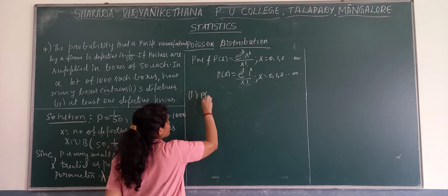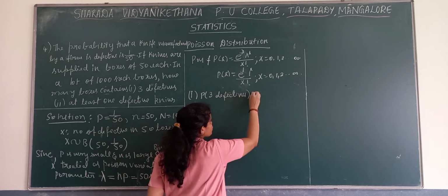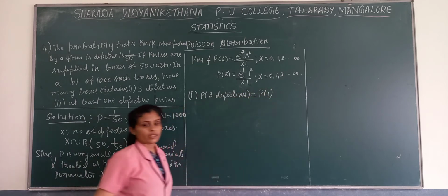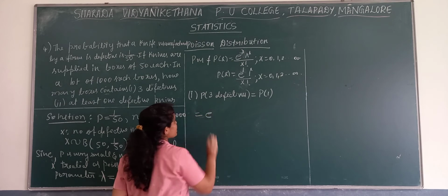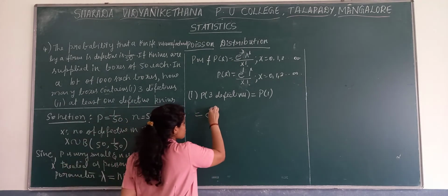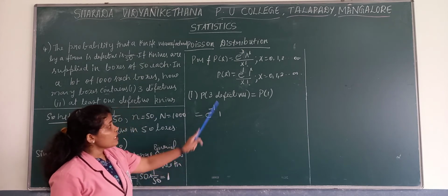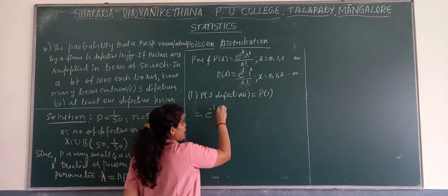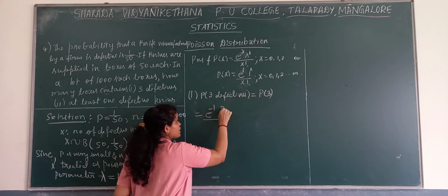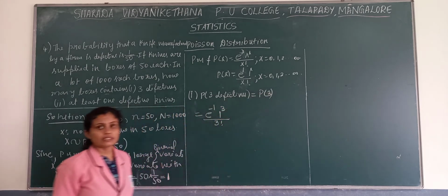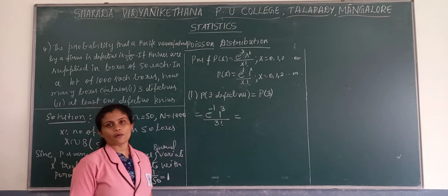First question, P of 3 defectives. Now substitute into the formula e to the power minus lambda. What is the value of lambda here? That is 1. Then lambda to the power x, x is also 1, divided by, x is 3 here, x factorial, that is 3 factorial. Now we have to write the value of e to the power minus 1.